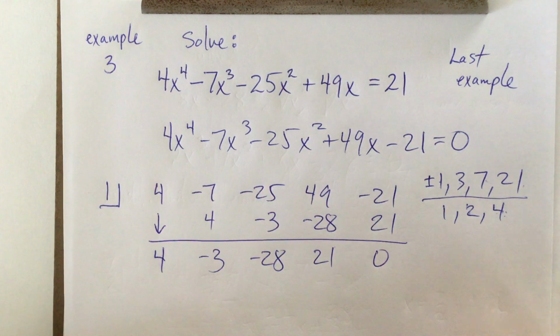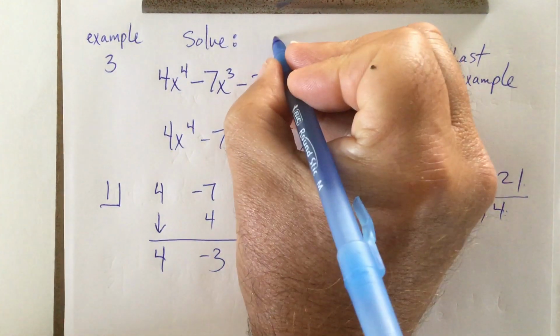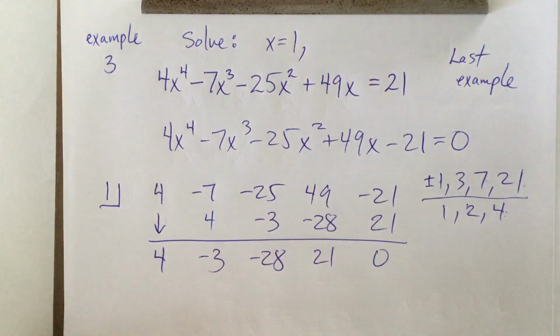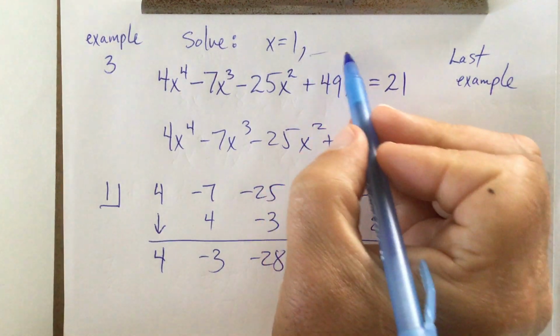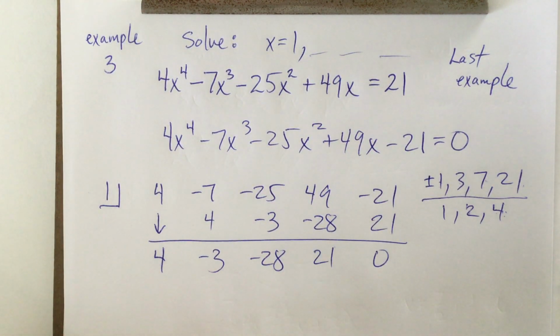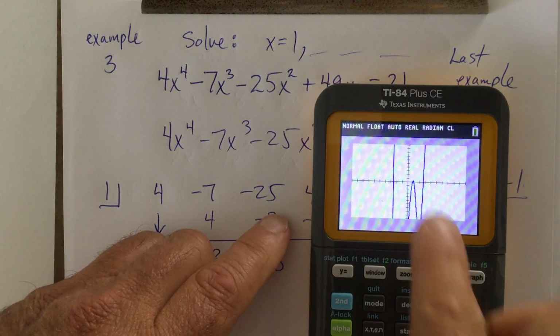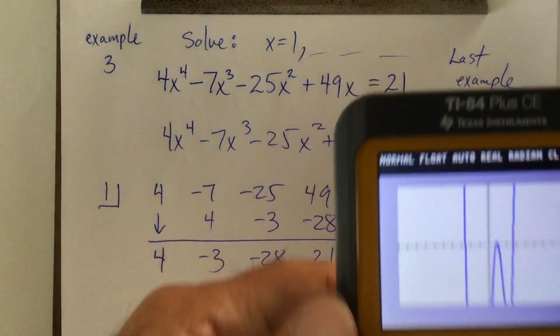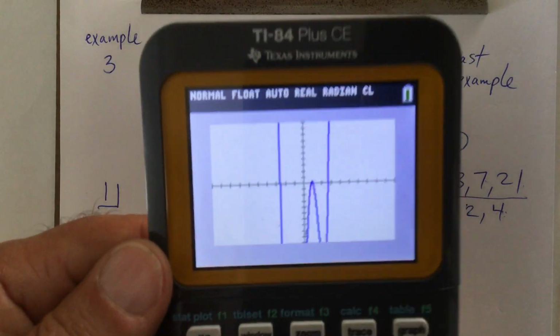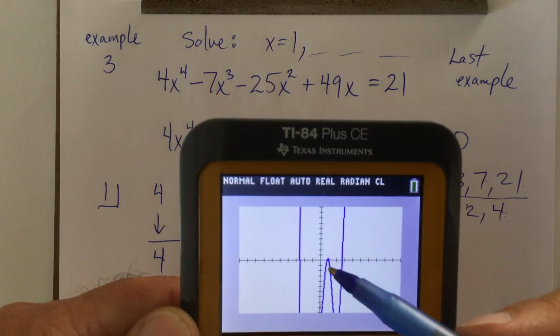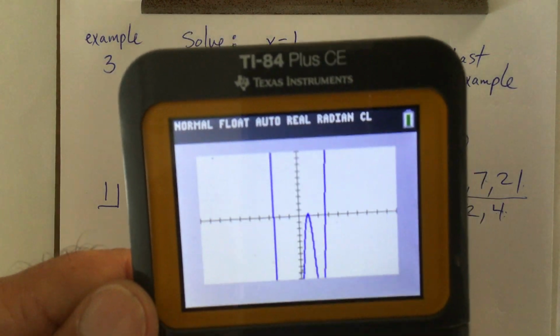So I go, cool. One of my solutions. Solve. You better believe it. I found one of the answers. I have 3 more answers to find. But if you look at that, it almost looks like a bounce. It seems to poke through that x-axis just a little bit.